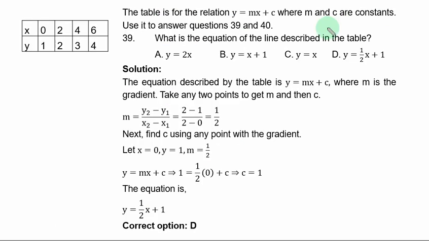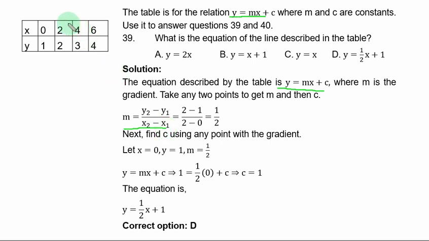The table is for the relation y equal to ms plus c, where m and c are constants. Use it to answer questions 39 and 40. Let's take 39. What is the equation of the line described in the table? The equation is this. We need m and we need c. M is the gradient. So this is the formula for the gradient. You take any 2 points.